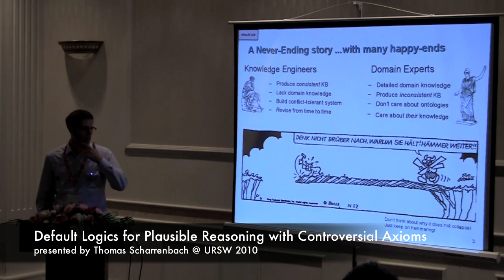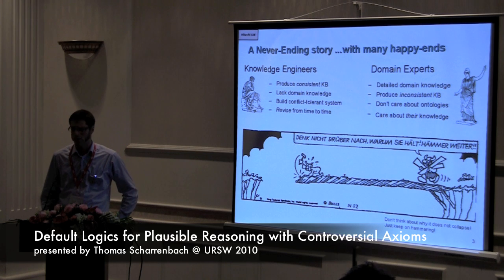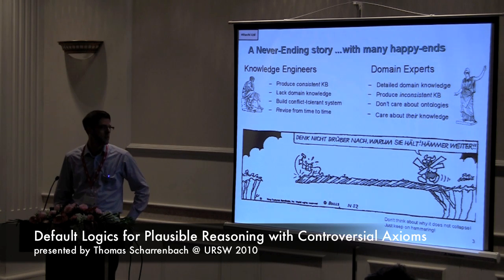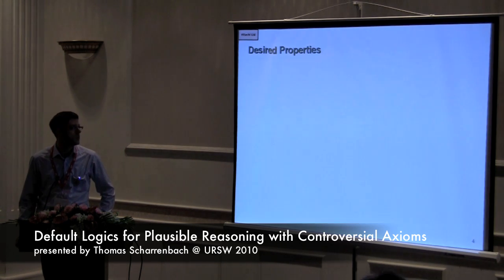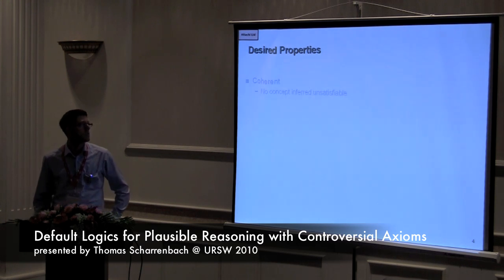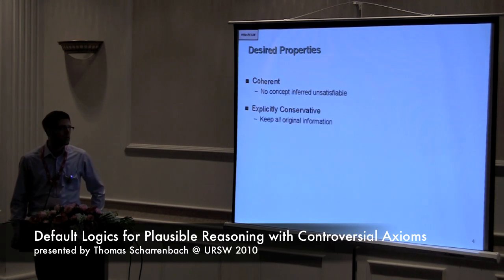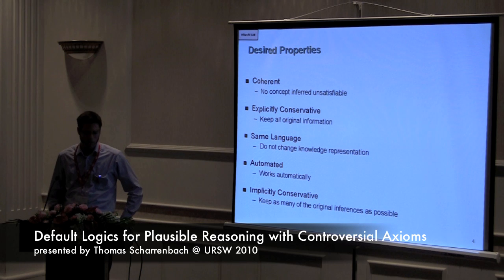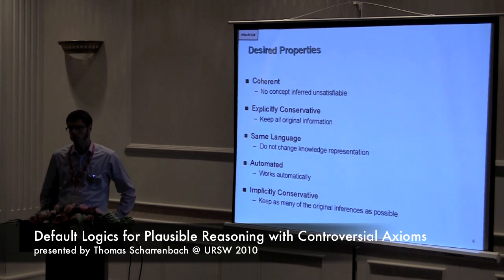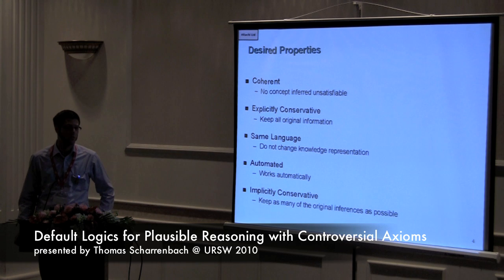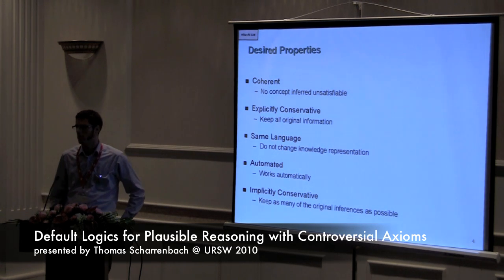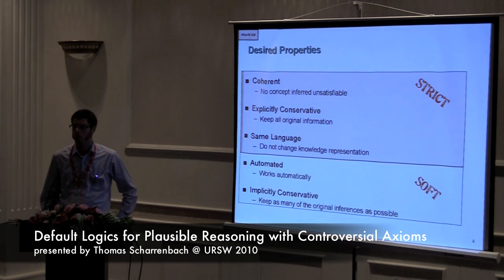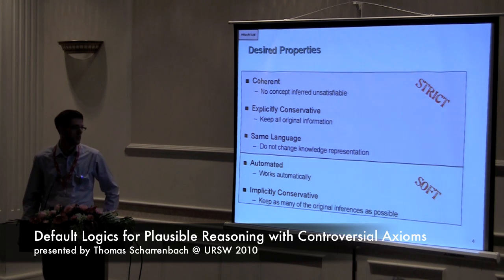And we always think at WSL about this, like stated in this little comic. It is a system that might contain conflicts and might seem contradictory to the outside, but as long as this works, it's good. So we have some desired properties that such a system should have. It should be coherent. It should keep all the information that you put originally into it. We will not change the formalism for knowledge representation. It should work automatically so that we should not have to revise it too often. And it should preserve most of the inferred information as much as possible. And we require the first properties to be met strictly, and the second ones are subject to optimization.